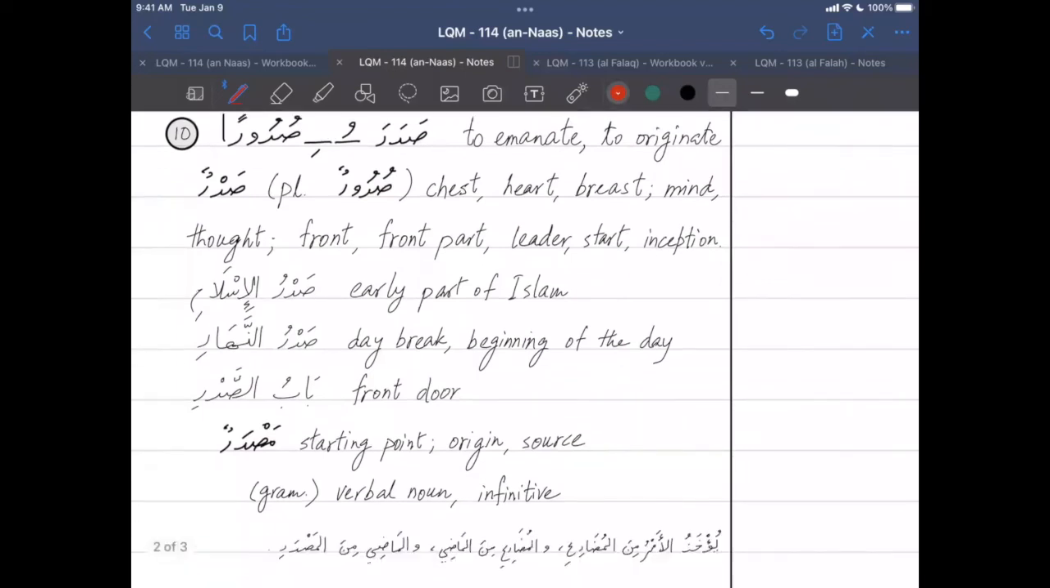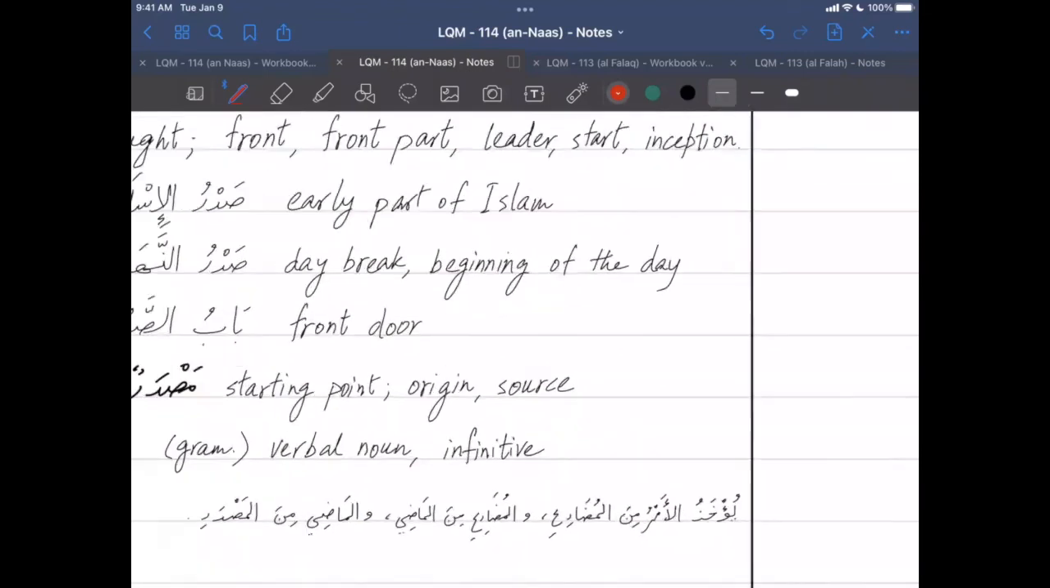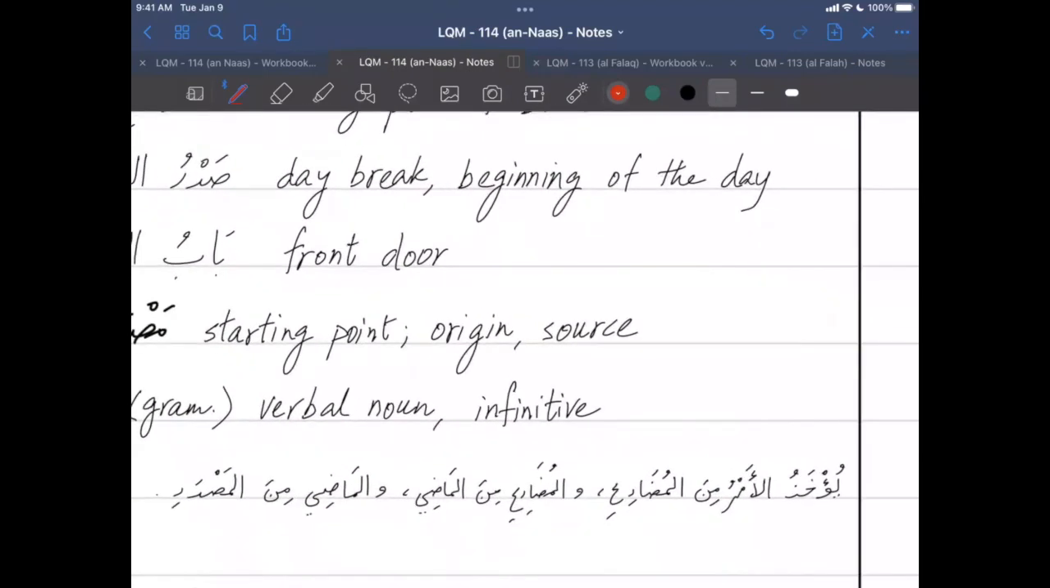There was an interesting statement I found in one of the grammar books. I thought I should share it with you because it has something to do with masdar coming at the end. I'll read the whole thing and then explain what it means. يُؤْخَذُ الْأَمْرُ من المضارع والمضارع من الماضي والماضي من المصدر.